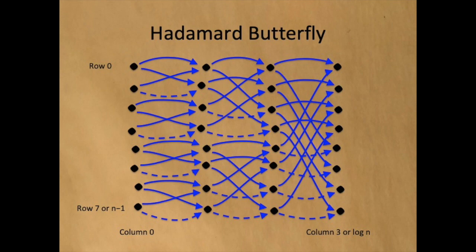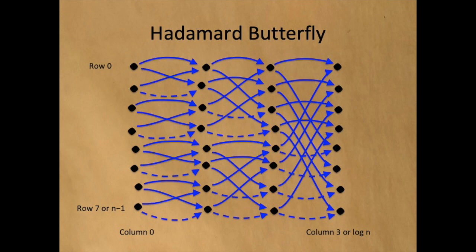This is the classic Hadamard butterfly for the fast Hadamard transform of size 8. It shows which nodes are connected to which nodes throughout the computation, in other words, how nodes are grouped together into boxes. The solid lines mean add and the dashed lines mean subtract.